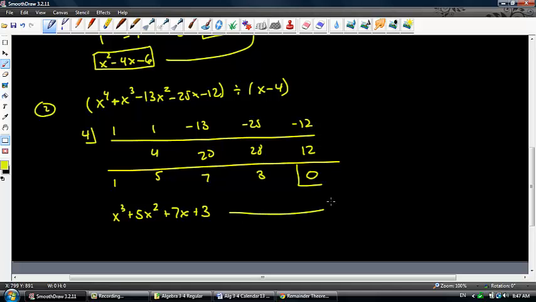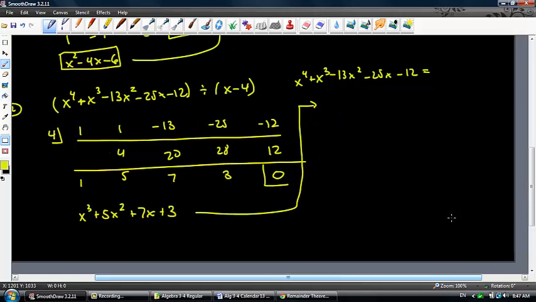So that means that my answer is going to be my polynomial, and I'll go ahead and just write it a little bit over here, x to the fourth plus x to the third minus 13x squared equals, let me scroll over here, I'm going to run out of space, equals my quotient times, and I'm going to take up 2 lines here, times x minus 4, and that's it, because I can't add any other 0 to it.